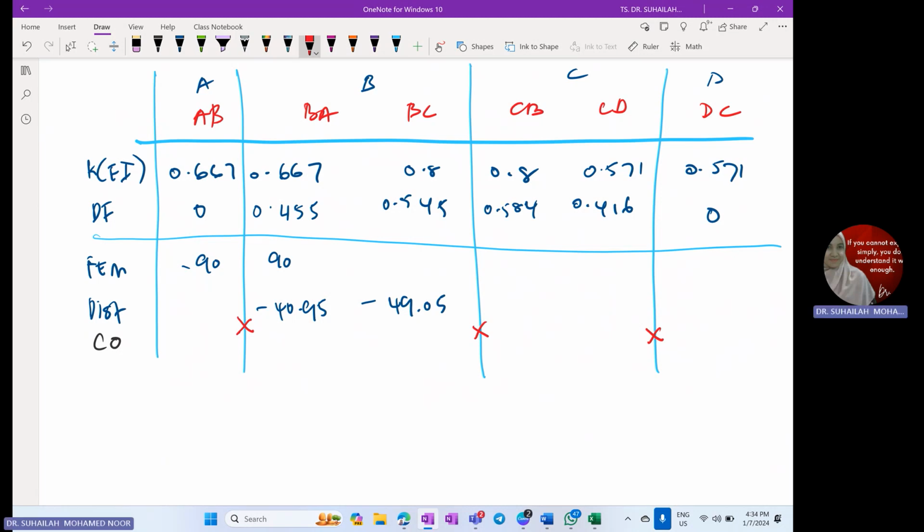So 40.95 divided by 2. The carry over factor is 0.5, all factors are 0.5 except for pin or roller. So it is negative 20.475. And 49.05 divided by 2 is 24.525, so this one is negative 24.525.